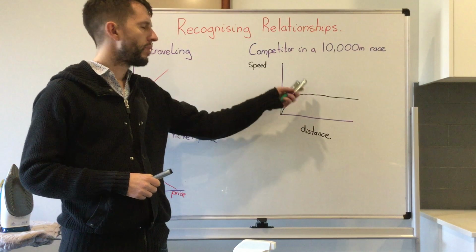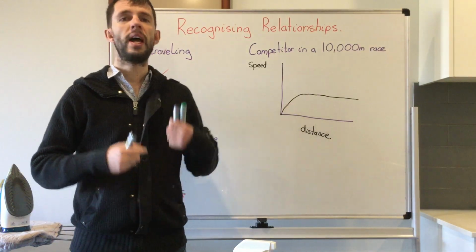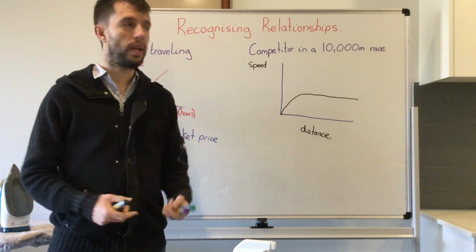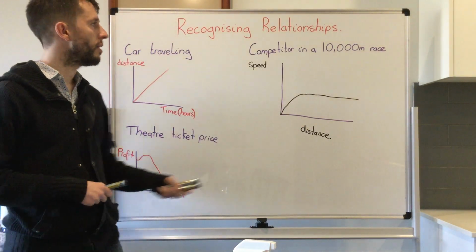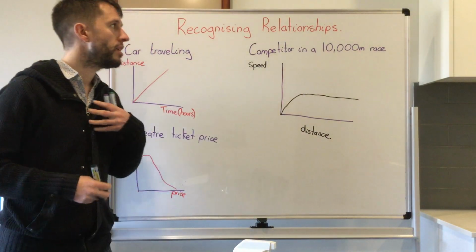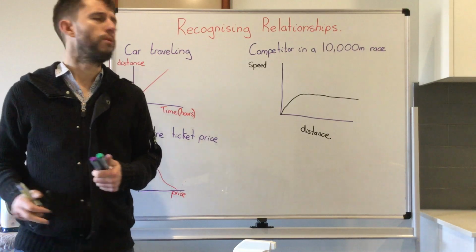So if you have thought of another way to draw a graph, as long as you are able to explain the relationship and why you perceive it that way, then that's fine. But this is my understanding of running and putting it into a graph form.